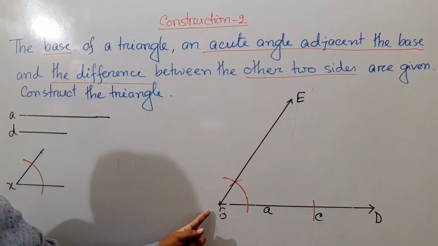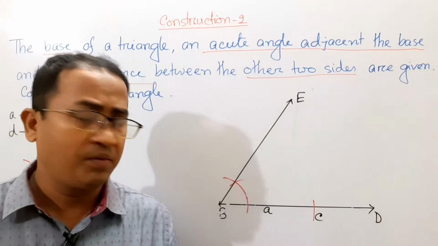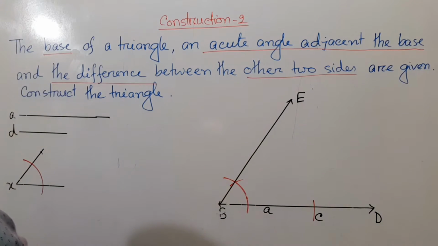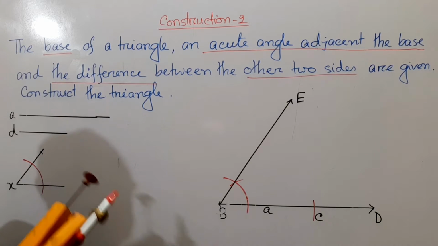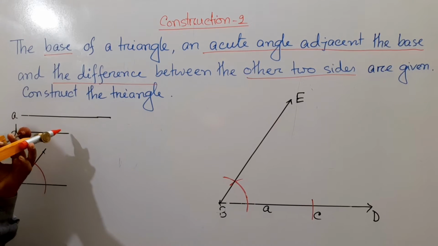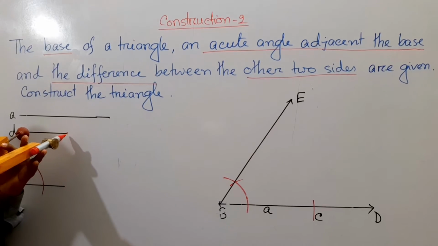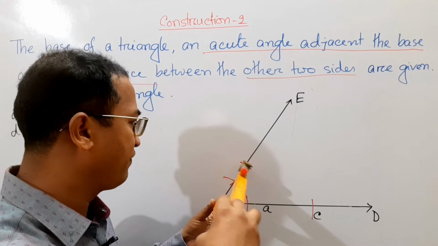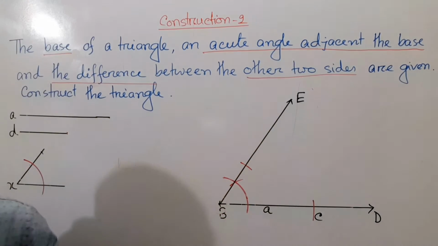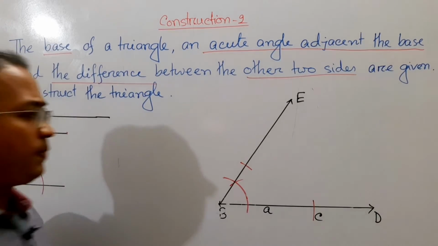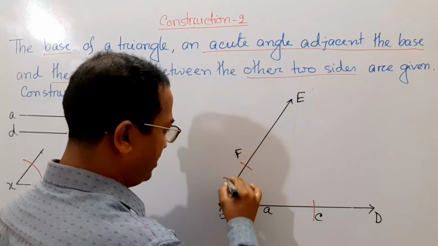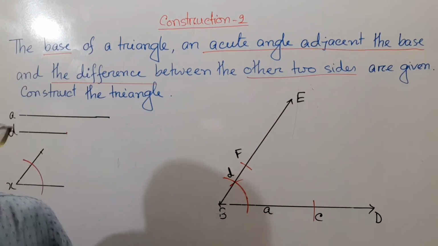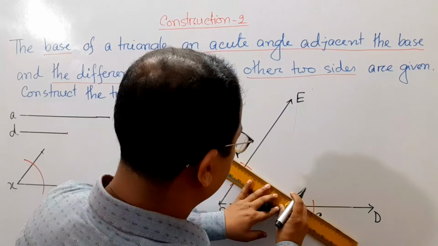Now from BE we will take BF equal to D, the difference D. So take the measurement of D. Now cut BF from BE equal to D. This is BF equal to D. Now join F and C.